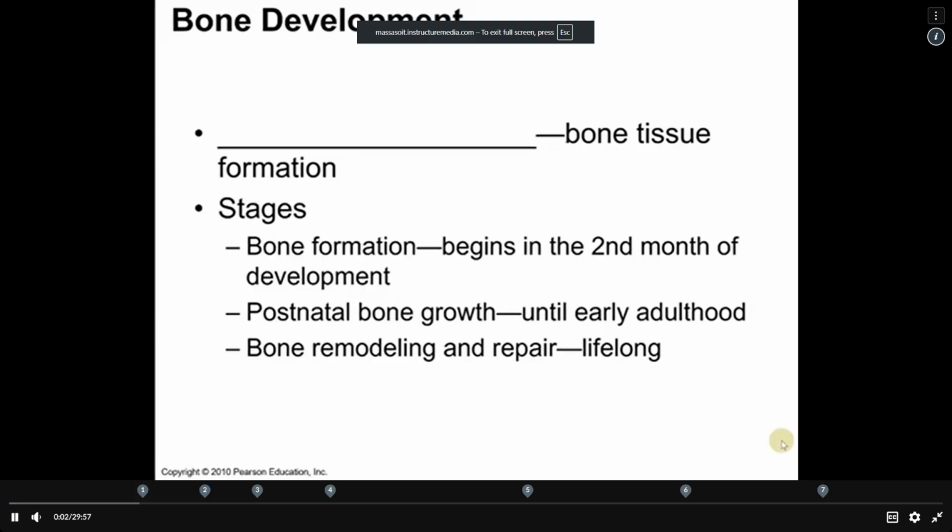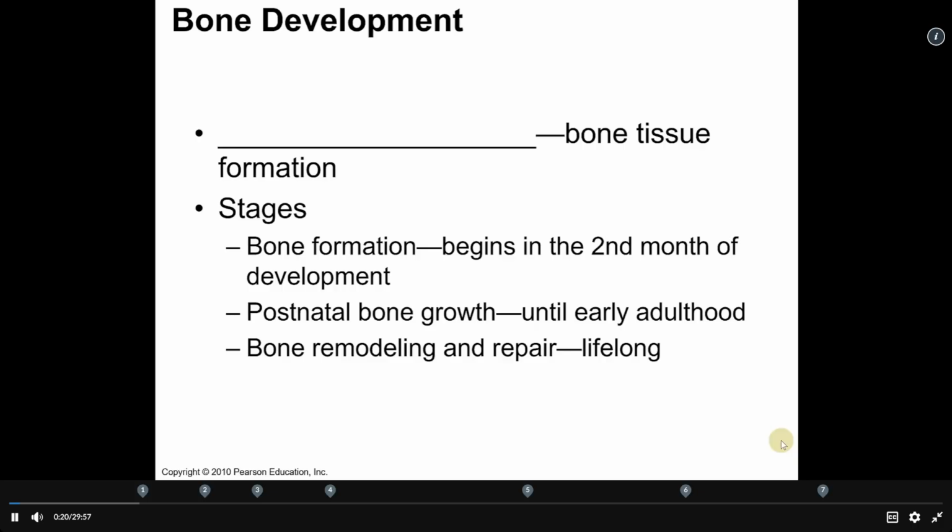This video is on the skeletal system, part 2. So in part 1, we learned about the roles of the skeletal system and the structure, both microscopic and gross. In this section, we're going to talk about how bone develops and how it repairs.